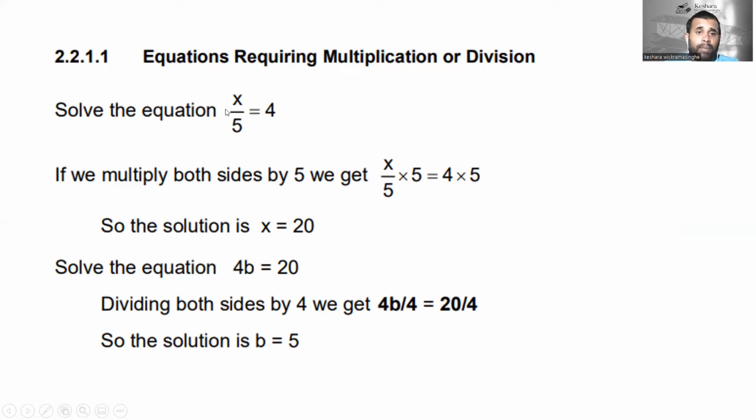So if we multiply here by 5, then we have to multiply the right side also by 5. So this is the way I do it. So the solution is x equals 20.